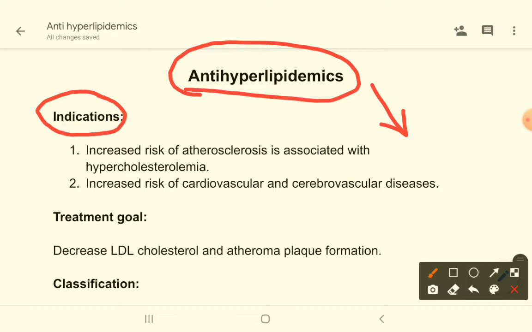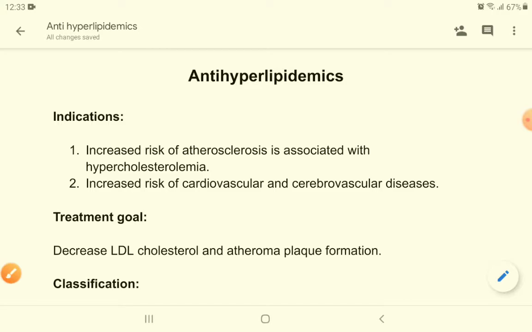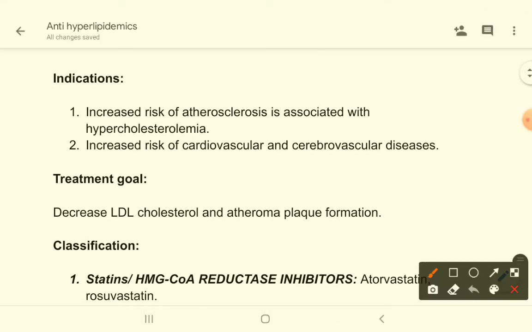We use these drugs in very specific cases where there is an increased risk of atherosclerosis, which is mainly associated with hypercholesterolemia. So we use these drugs to decrease this hypercholesterolemia to a normal cholesterol level, right? And in case of increased risk of cardiovascular and cerebrovascular diseases. So these drugs are very important where there is increased risk of cardiovascular and cerebrovascular diseases.